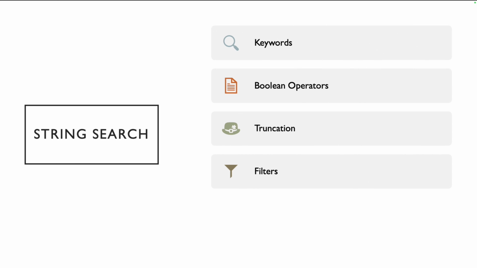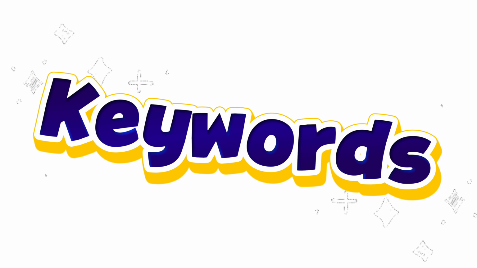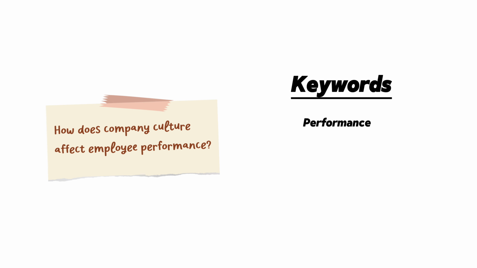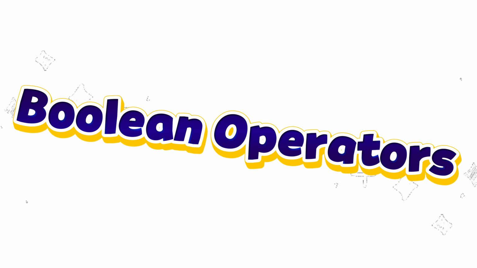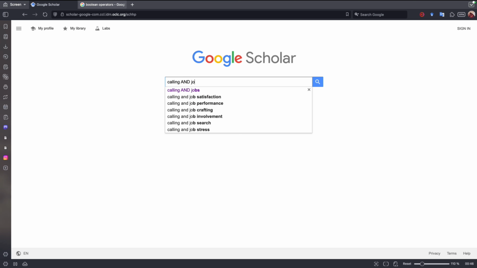So the most common way to search for papers is to create a search string. We'll go over keywords, Boolean operators, truncation, filters, and lastly, phrases, which are all part of creating a search string. Keywords are words related to your search topic. So if I'm trying to find articles about how company culture affects employee performance, I would use keywords like performance, culture, employee, and outcomes.